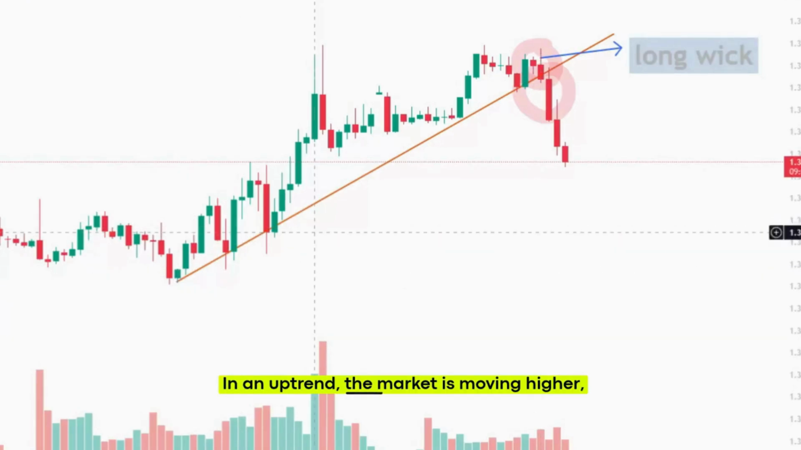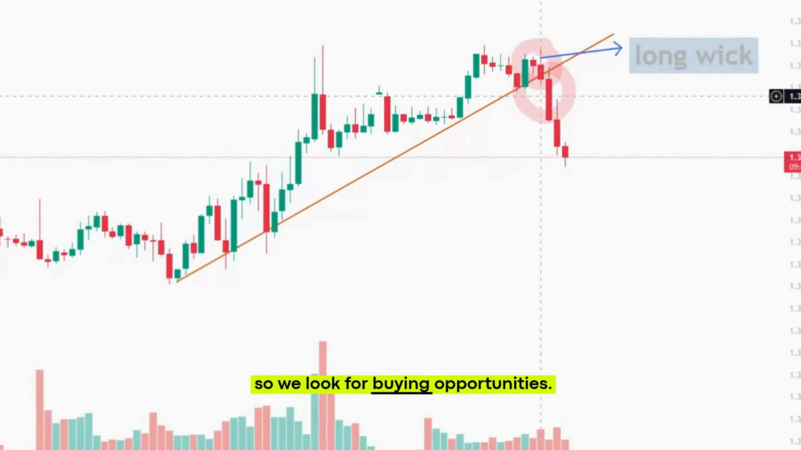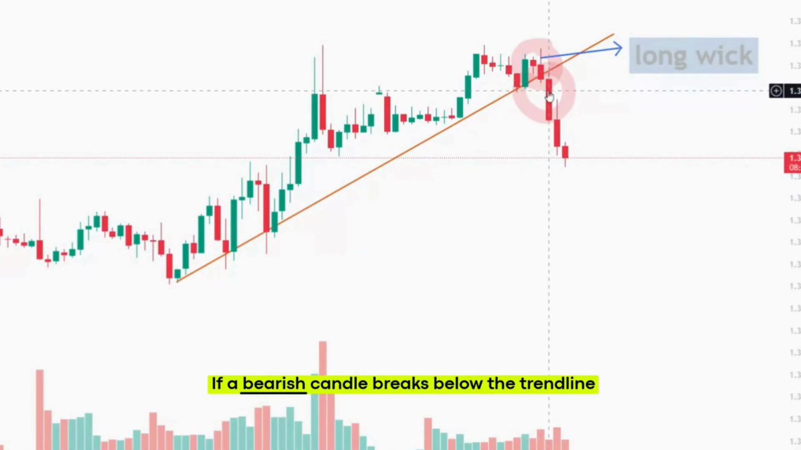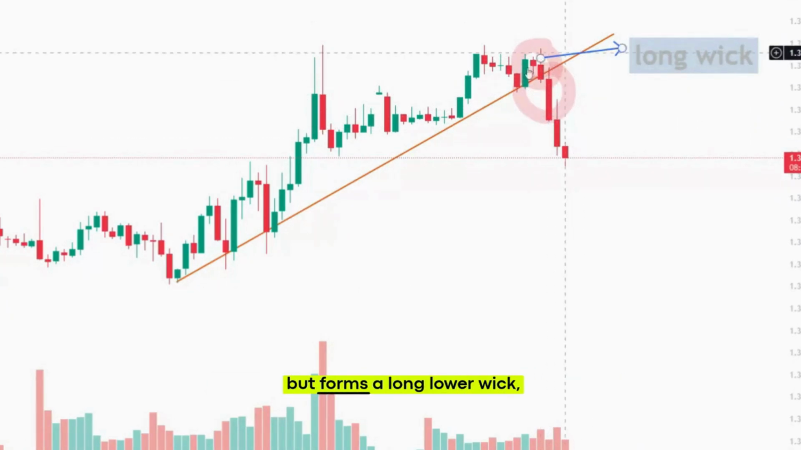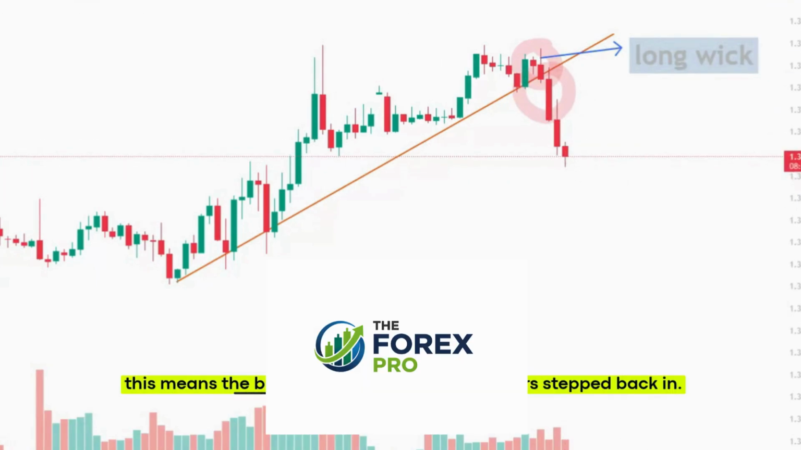In an uptrend, the market is moving higher, so we look for buying opportunities. If a bearish candle breaks below the trend line but forms a long lower wick, this means the breakout was rejected and buyers stepped back in.